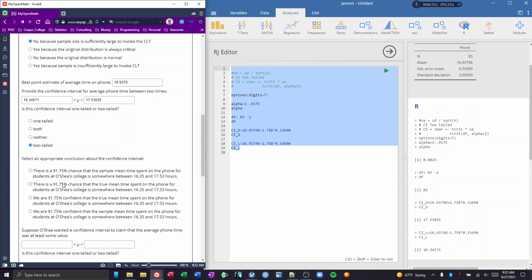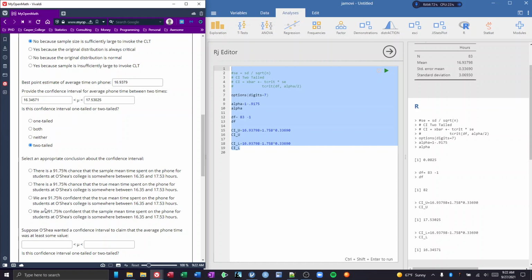Let's go down here and look at the next one. There's a 91.75% chance that the true mean time spent on the phone for O'Shea's College is somewhere between these 2 times. Okay, the problem there is that we're giving a probability to something that is actually fixed. We think that the true mean time that students are spending on the phone is a fixed value, and that we're casting a net to try to capture the true mean. The true mean isn't moving. It's kind of a technical thing, but it's really important. So this is a poor one too.